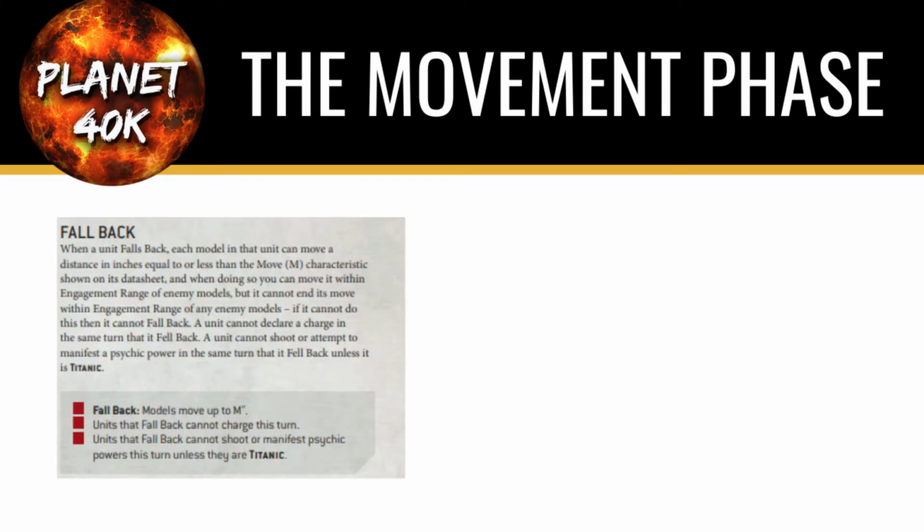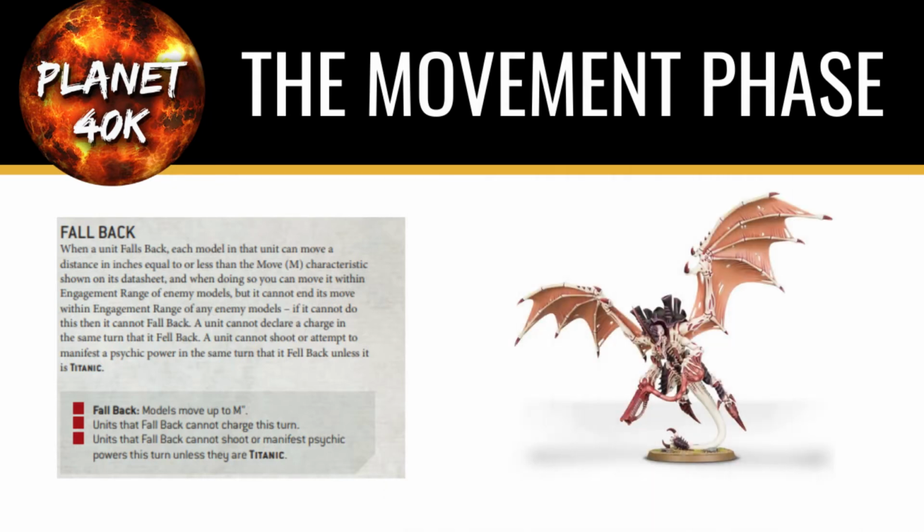Okay, moving on to falling back. That's slightly changed as well. You cannot shoot after falling back unless your unit datasheet allows it, or unless the unit has the Titanic keyword. Units with the fly keyword that fell back now can't shoot either, which is a huge nerf, as there are a lot of units and characters that were previously falling back and shooting.